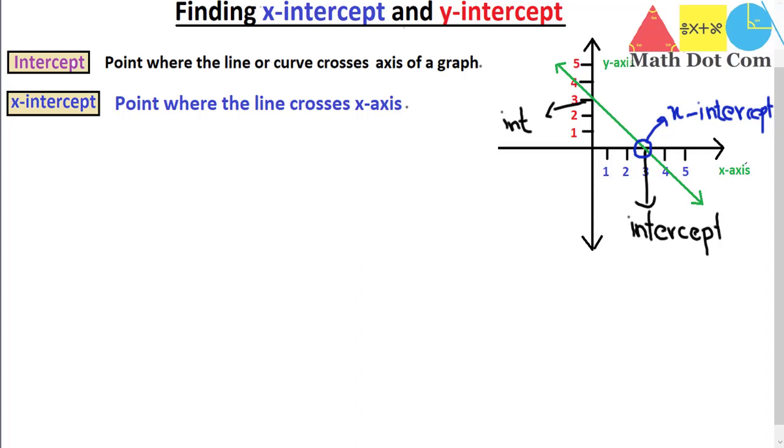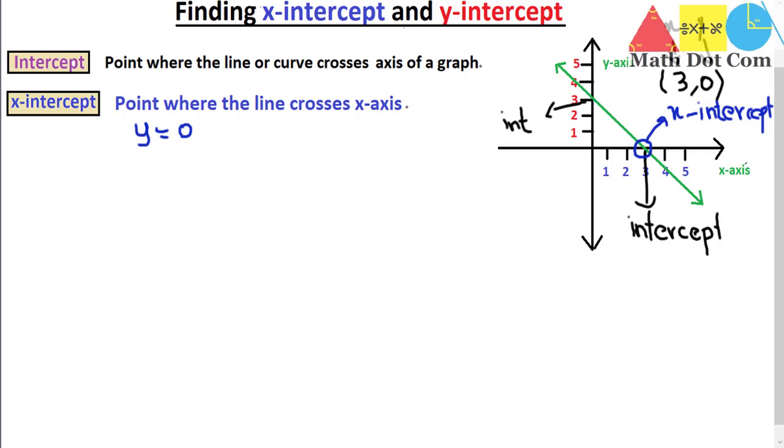So from here we get the concept that in case of x-intercept we will always have y equals 0. This is a very important concept that you have to know: the x-intercept is the point where the line is crossing the x-axis, so here we have y equals 0. If I have to write down the x-intercept, the point will be (3, 0). It has the value of x, that is 3, and the value of y, which is obviously 0. So this is the x-intercept.